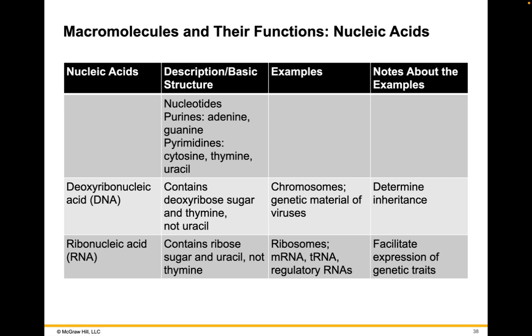Now, what is the function of DNA? It makes up your genes found in your chromosomes, and this determines inheritance. This is what we pass down to our offspring. Where RNA is going to be important for using those genes to make proteins. That is the job of many RNAs.